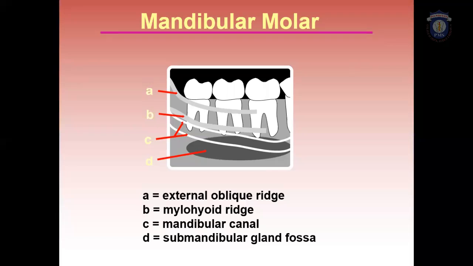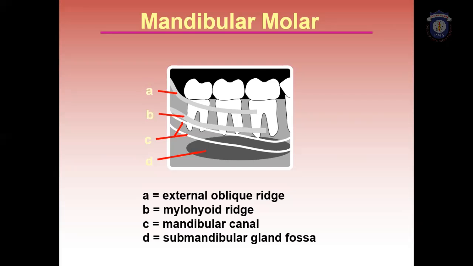Coming to the final region, the mandibular molar region. So far, we have discussed the mandibular incisor region, the mandibular canine region, and the mandibular premolar region. Now coming to the mandibular molar region, A shows the external oblique ridge, which is the continuation of the anterior border of the ramus, and the mylohyoid ridge is seen as B. You should not mistake the external oblique ridge for the mylohyoid ridge. The mylohyoid ridge is also referred to as the internal oblique ridge.